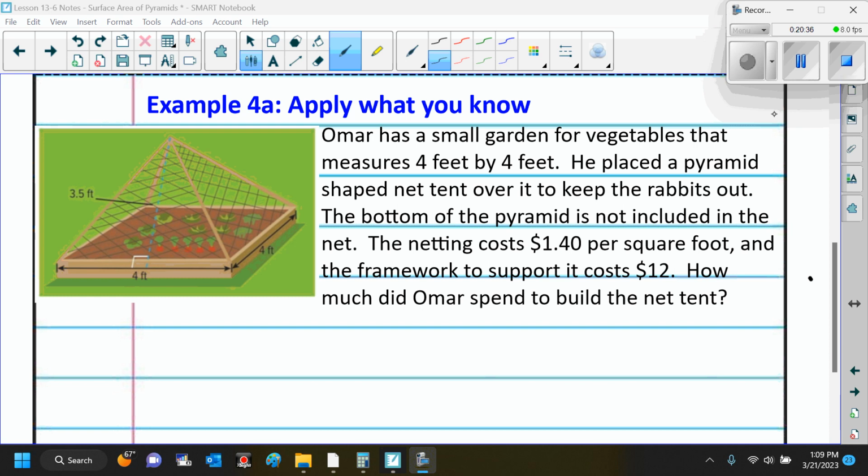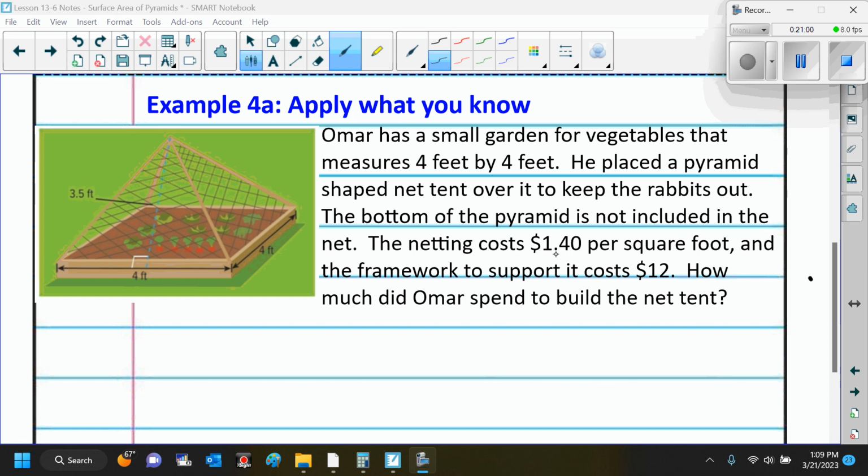Well, let's go ahead and do this one together. It says Omar has a garden for vegetables that measures 4 feet by 4 feet. So you know that's a square pyramid. He placed a pyramid-shaped net over it to keep the rabbits out. The bottom of the pyramid is not included because, of course, that's where the garden is, right?